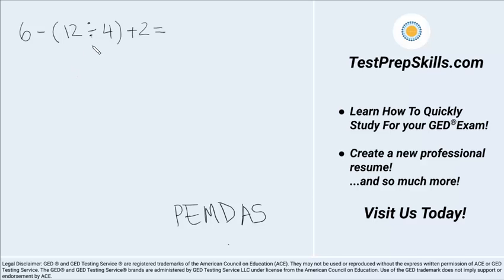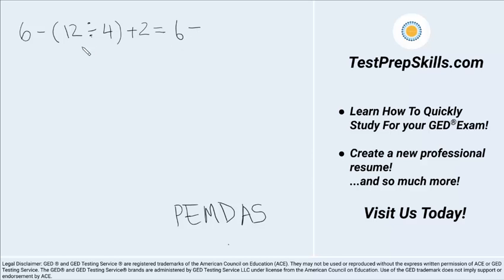So when I look at my problem and I look at PEMDAS, I see the P comes first. So do I have a set of parentheses? I do. And I have an operation happening inside of it. So I'm just going to copy the other part of my equation that I'm not dealing with right now. So I still have my 6, I still have my subtraction.